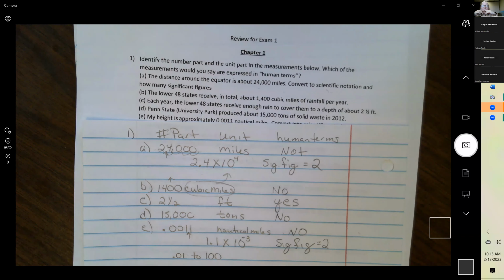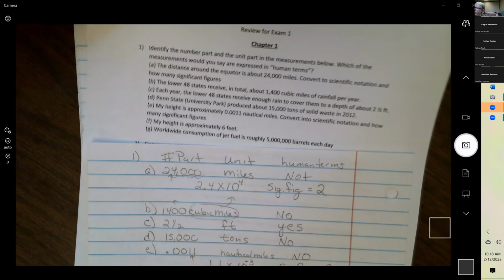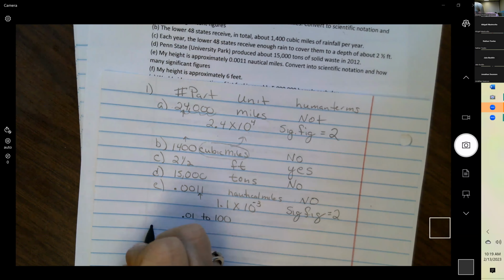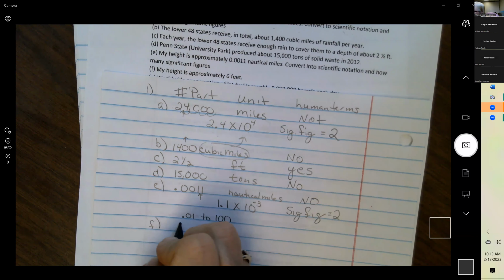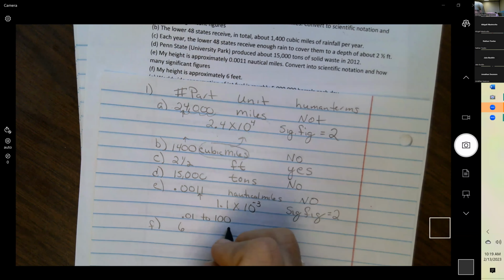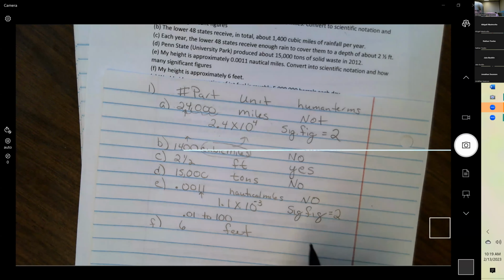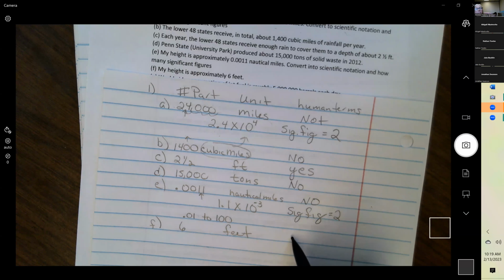Any questions on that? Two more. My height is approximately 6 feet. 6 is the number part. Feet is the unit. Is it in human terms? Yeah, you can visualize 6 feet.